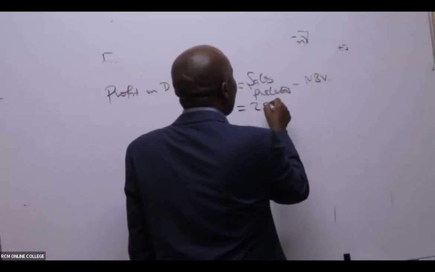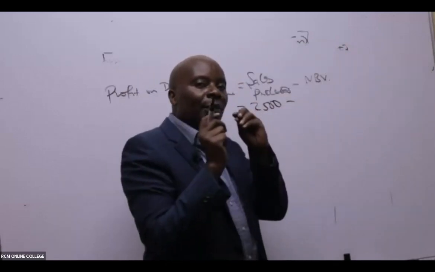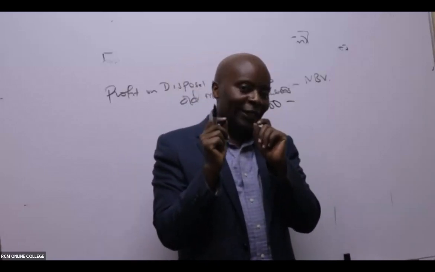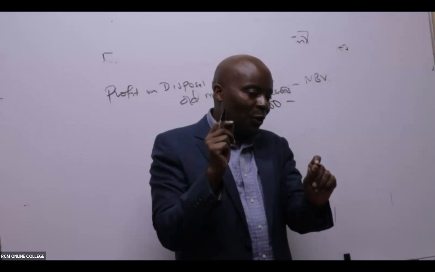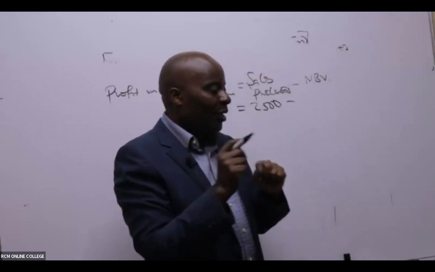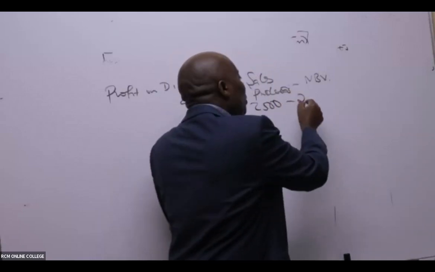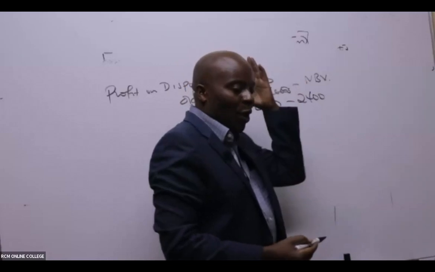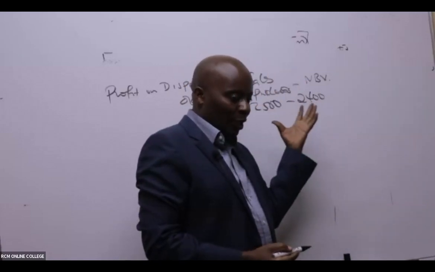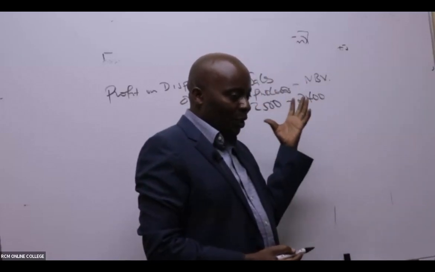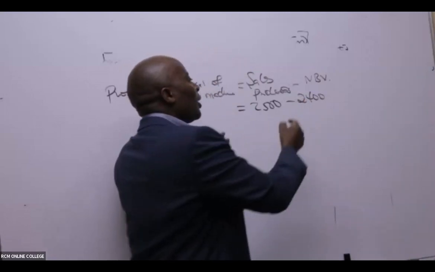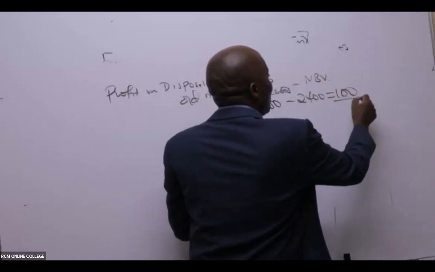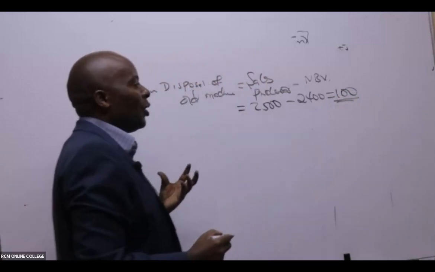So then minus the net book value. Remember, we calculated the net book value of the old machine before. It was 2,400. Are they able to see this net book value of the old machine? 2,400. Thank you very much. So then this will end up giving me 100.